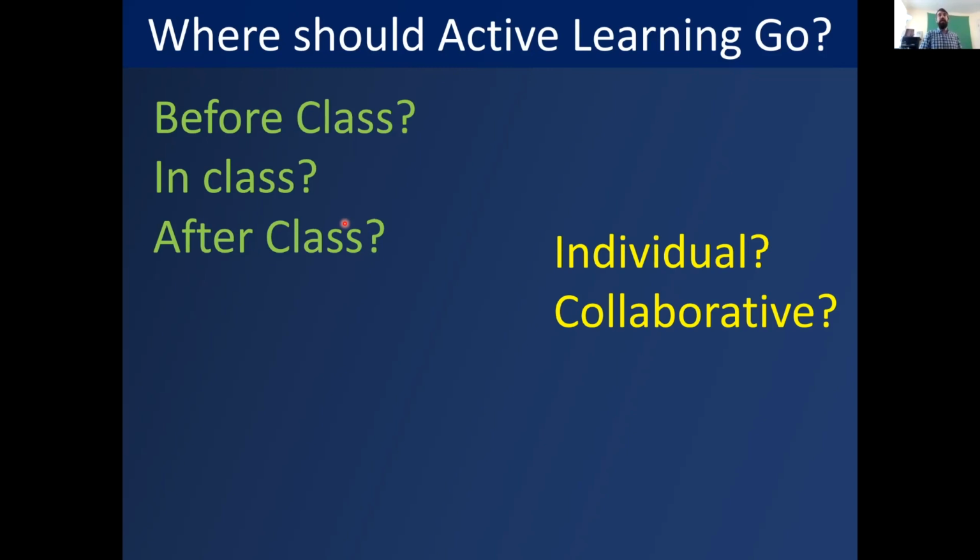Another one is, should active learning be done individually or collaboratively? One of the really big benefits of active learning is that it allows for more collaborative work. And collaborative work is what a lot of mathematics really does. As you go on into industry or into academia, when you do mathematics, it often is collaborative. So being able to learn mathematics collaboratively can be very powerful. It doesn't have to be that way, but it can be very powerful.